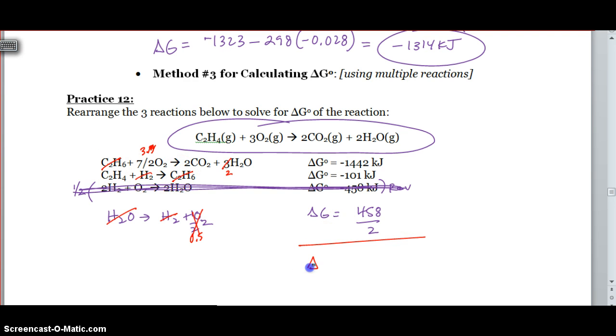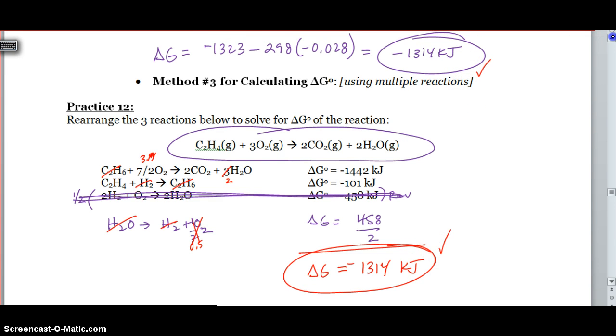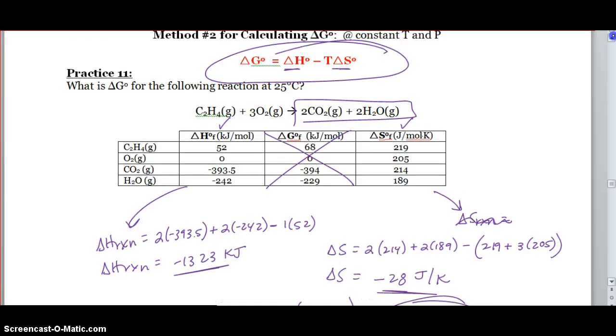So to get my delta G, I'm just going to sum up negative 1442 plus negative 101 plus 458 over 2. And I get a delta G of negative 1314 kilojoules. So here you saw 3 different methods for calculating delta G, and you notice that we end up with the same answer for all 3 of the scenarios.